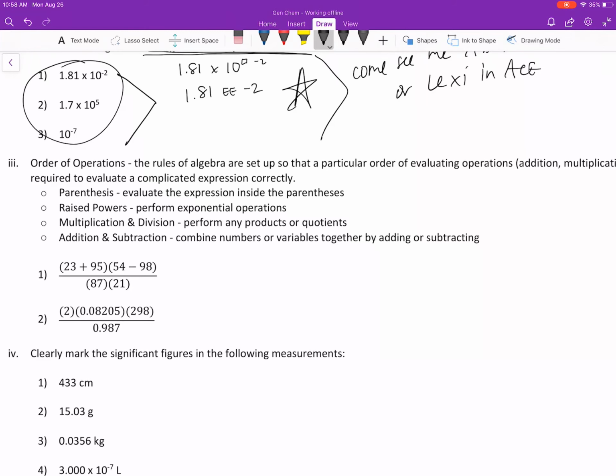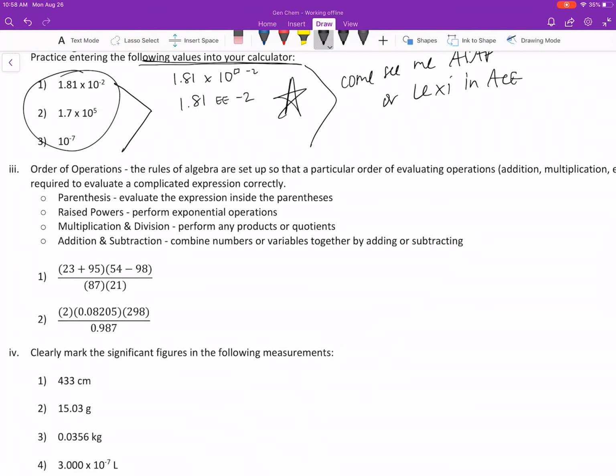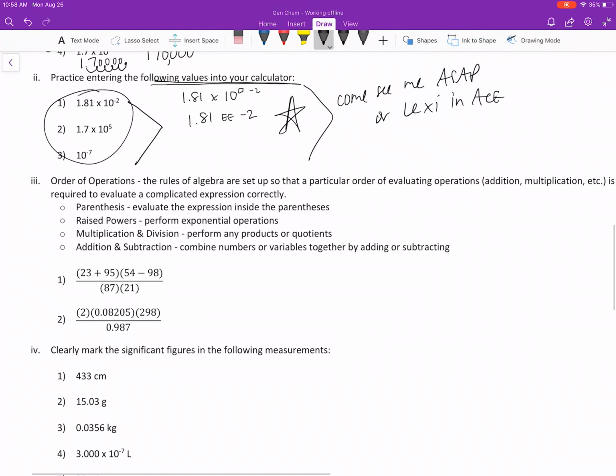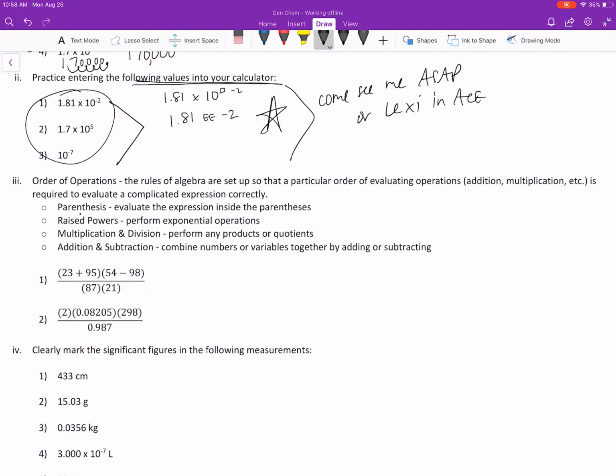Okay, order of operations. The rules of algebra are set up so that we have an order of operations. Most people say PEMDAS, please excuse my dear Aunt Sally, right? So it'd be parentheses, exponents, multiplication, division, addition, subtraction. And it's the order in which you carry out a multi-step process.